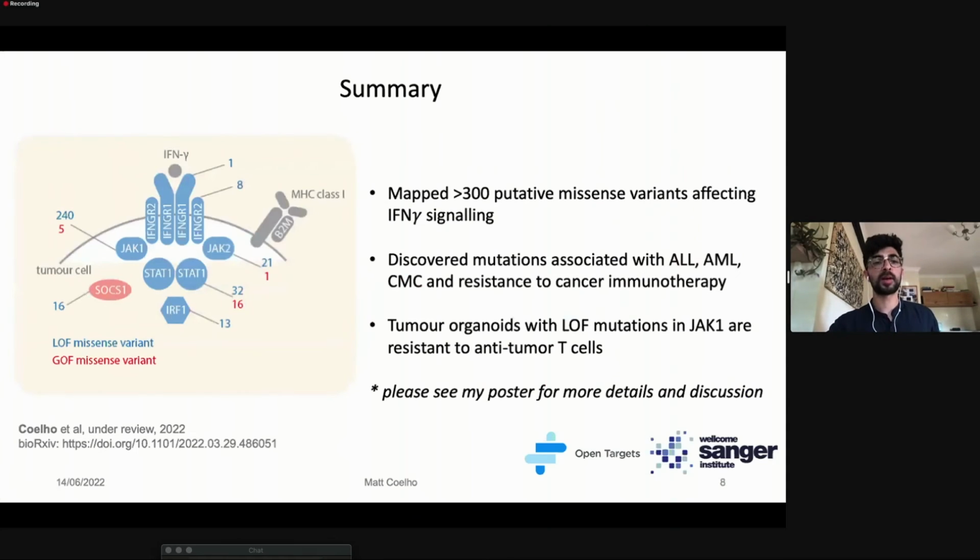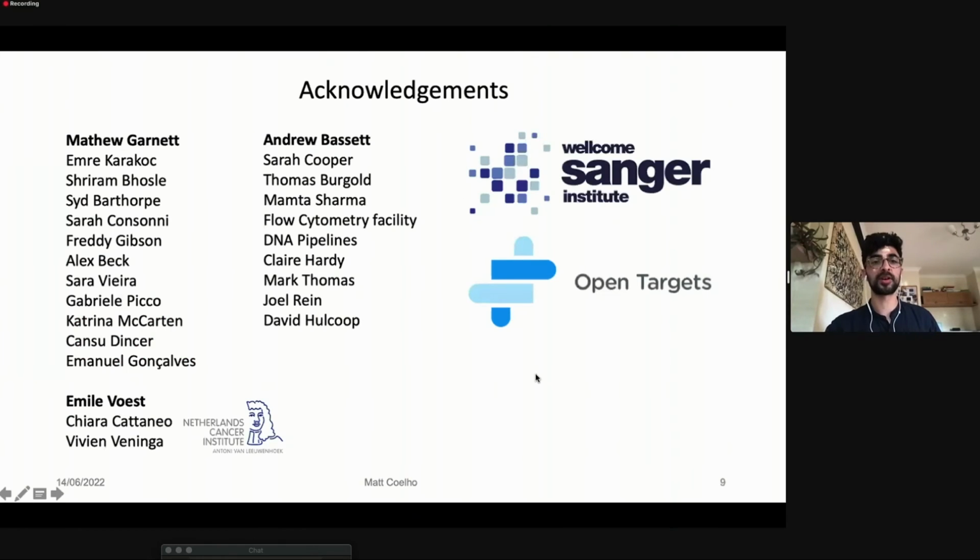So just to wrap up, this is also summarized in a poster and also a preprint we have online at the moment. So we've essentially mapped many putative mutations throughout the pathway and done a lot of validation work to back this up. So if you're interested, please link up with the poster or the bioRxiv preprint or contact me afterwards. So thanks very much, and welcome any questions.